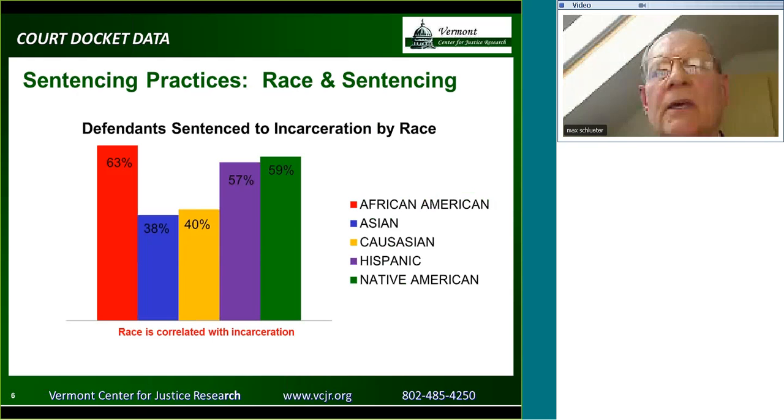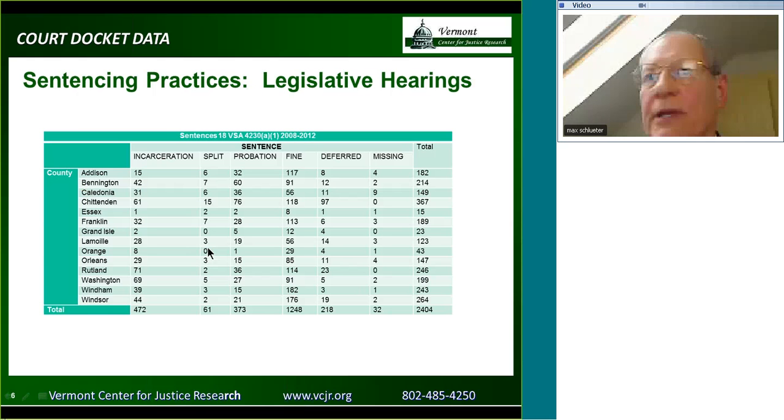We also use this data for sentencing practices. This is an excerpt from a project that we're doing for the legislature on race and sentencing in Vermont. What we're seeing here is by looking at the sentencing data, we can determine, and we run the numbers on this, that race is correlated with incarceration, showing that African Americans in the red bar are much more likely to be incarcerated than are whites.